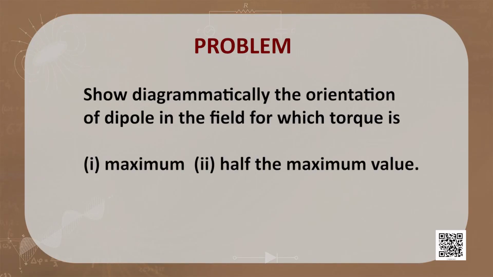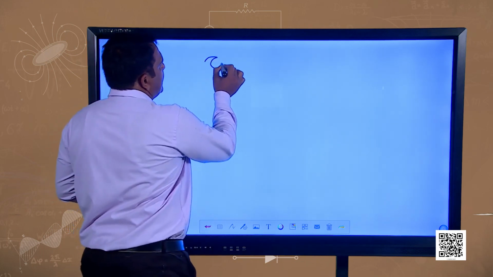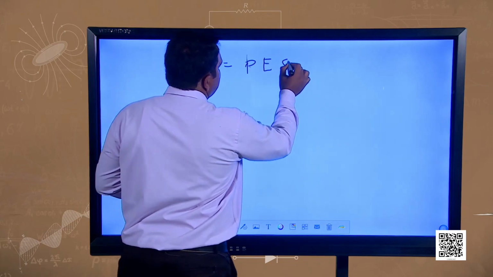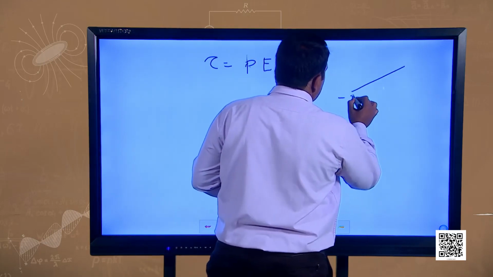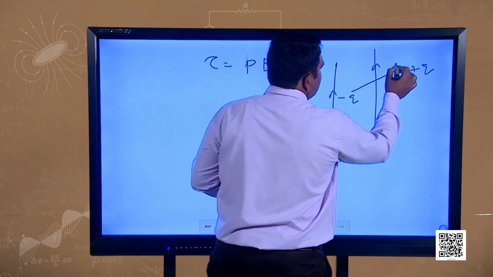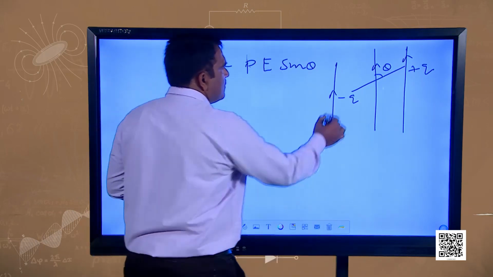Show diagrammatically the orientation of a dipole in the field in which torque is maximum, and number 2, half the maximum value. We know that torque acting on electric dipole when it is placed in uniform electric field is tau equal to p E sin theta. Suppose this is your electric dipole and it is placed in a uniform electric field, making an angle theta with the direction of electric field.